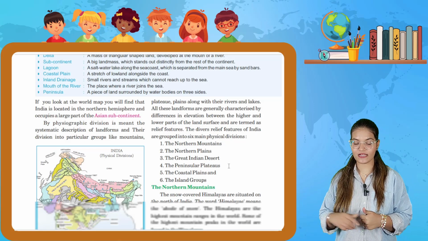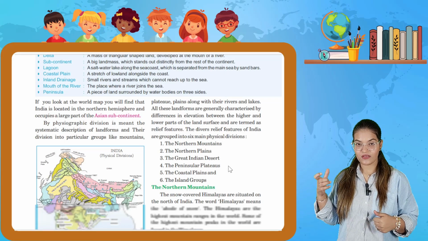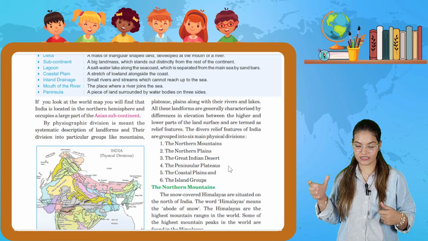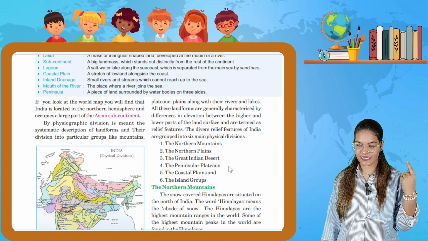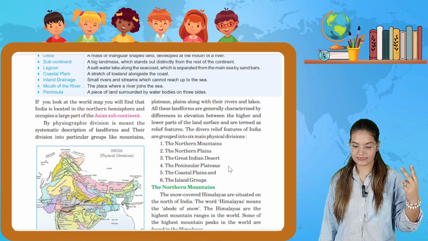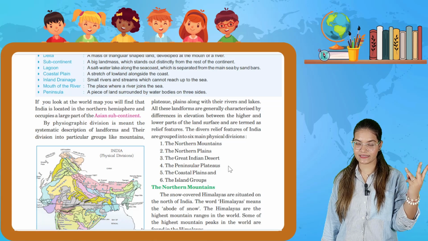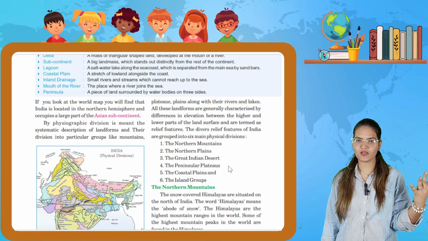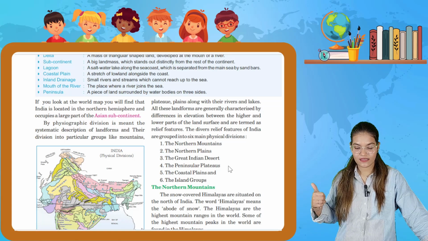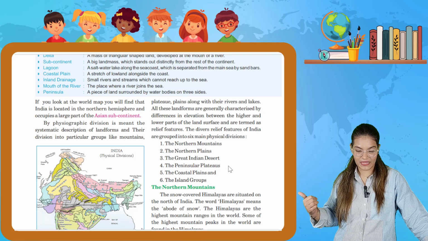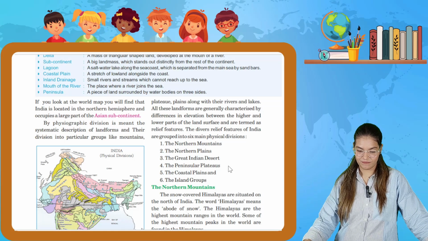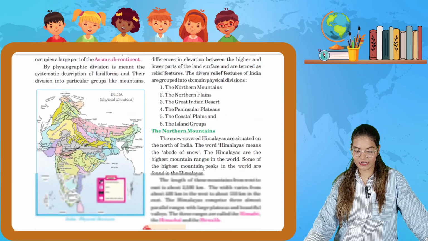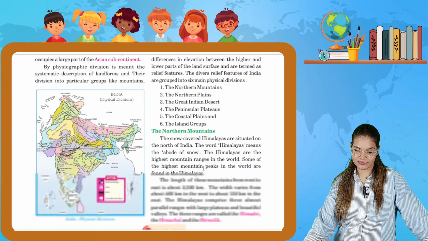Okay, so what are the 6 features of India's physical divisions? First is the northern mountains, right? Second is the northern plains. Third, the Great Indian Desert. The fourth, the Peninsular Plateau. Fifth, the coastal plains. And sixth, the island groups, right? So we will read about the northern mountains.